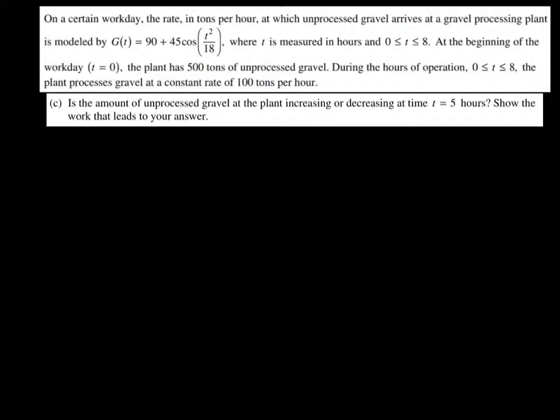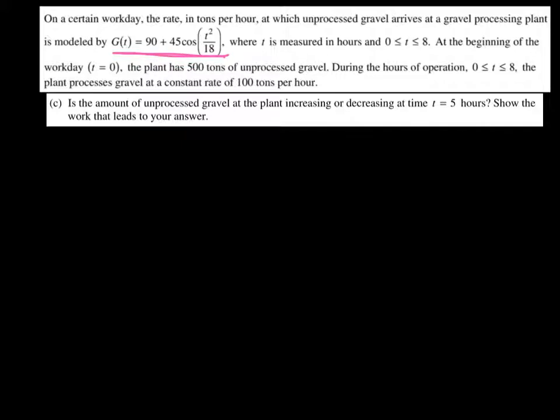Okay, part C says, is the amount of unprocessed gravel at the plant increasing or decreasing at time t equals 5 hours? Show the work that leads to your answer. All right, so we have to really understand what's going on here. First of all, the rate at which the unprocessed gravel is arriving is given right here. Okay, so we've looked at that several times, G of t.